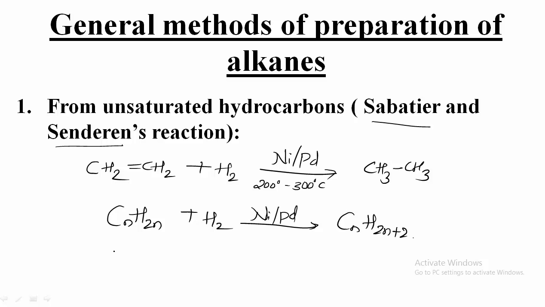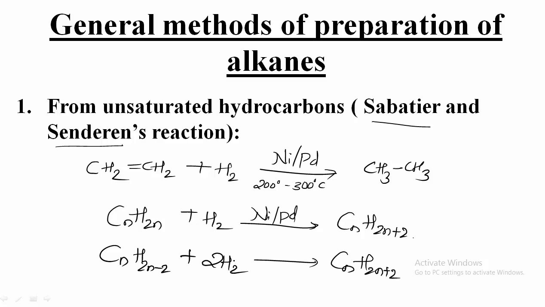Similarly, from alkynes also we can prepare alkanes. There we will take CnH2n-2. If 1 mole of hydrogen is added, then the alkyne gets converted into alkene. If we add 2 moles of hydrogen to the alkyne, then we will get the alkane, because upon addition of 1 mole of hydrogen, the alkyne gets converted into alkene. Again, upon addition of 1 mole of hydrogen, the alkene gets converted into alkane.